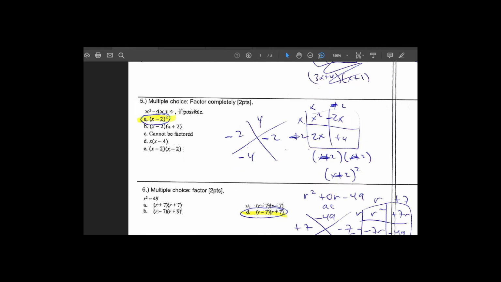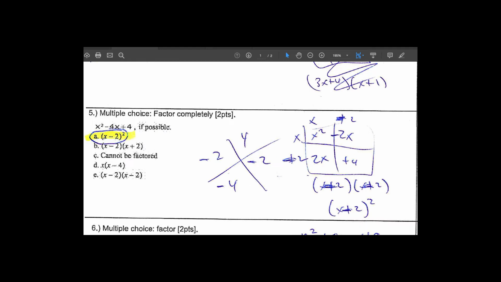Question number 5, multiple choice. So we'll get a little closer. Factor completely x squared minus 4x plus 4 if possible. So A value is 1, B value is -4, C value is 4. So I get A times C, which gives me +4, and my B value is -4.